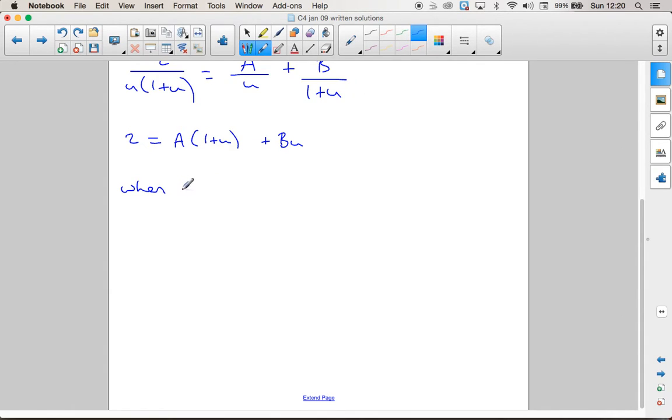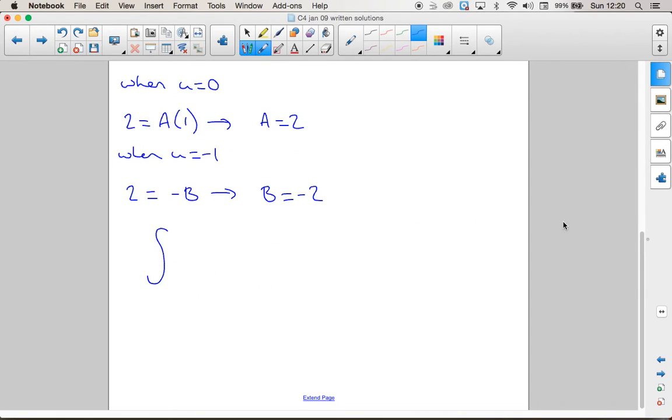So I'm going to go for u being 0 first of all, because this B term will go. So when u is 0, the left hand side is obviously still 2, the right hand side is A bracket just 1. So that tells me that A is 2. And the other substitution I'm going to use is -1, so that this first bracket disappears. And for that we're going to have 2 equals B times minus 1, so that's minus B, and therefore B is -2.